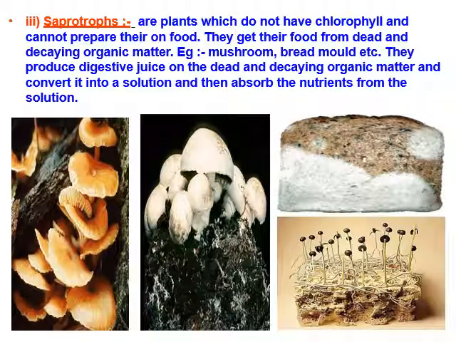Third type of heterotrophic plants are saprotrophs, or saprophytic mode of nutrition. In this mode, plants which are non-chlorophyllous, or cannot prepare their food, get food from dead and decaying organic matter. Example, mushroom, bread mold, etc. They produce digestive juice on the dead and decaying organic matter and convert it into a solution and then absorb the nutrient from the solution.